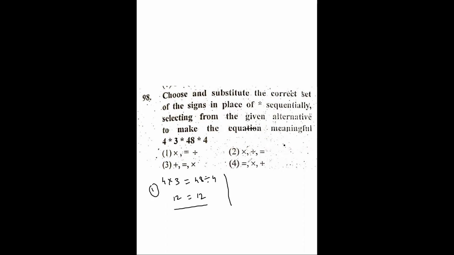When we observe the next options, I'll take one example out of the remaining 3: 2, 3 or 4. I'll take 4. First they have used the equal to sign: 4 equal to sign, then into, 48 divided by 4. So 4 equal to 48 divided by 4, which is 12, and 12 3s are 36. So 4 is not equal to 36. So option 4 will fail, and option 1 is the right option. So first it will be multiplication, then equal to, and division.